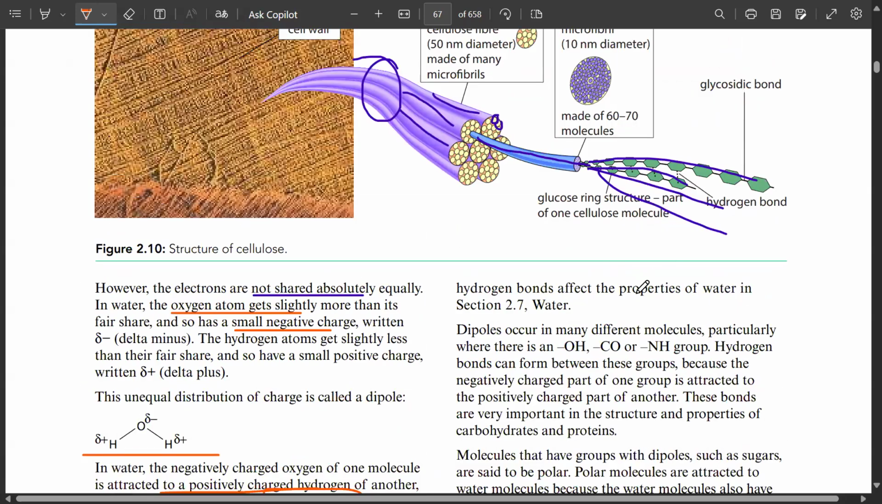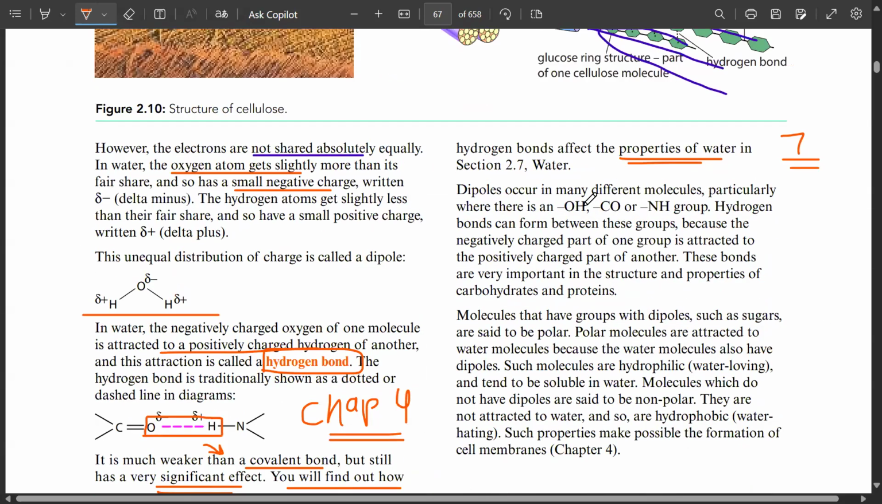Now, hydrogen bonds affect many properties of water as well, which we're going to cover in the seventh part of your biological molecules. And dipoles can occur in many different molecules, particularly where there's an OH, carbon-oxygen, or NH. Hydrogen bond is always formed where? When hydrogen bonds with oxygen, when hydrogen bonds with nitrogen, or when hydrogen bonds with fluorine. These are the possibilities where hydrogen can react. Hydrogen bonds can form between these groups because the negatively charged part of one group is attracted to the positively charged part of another.